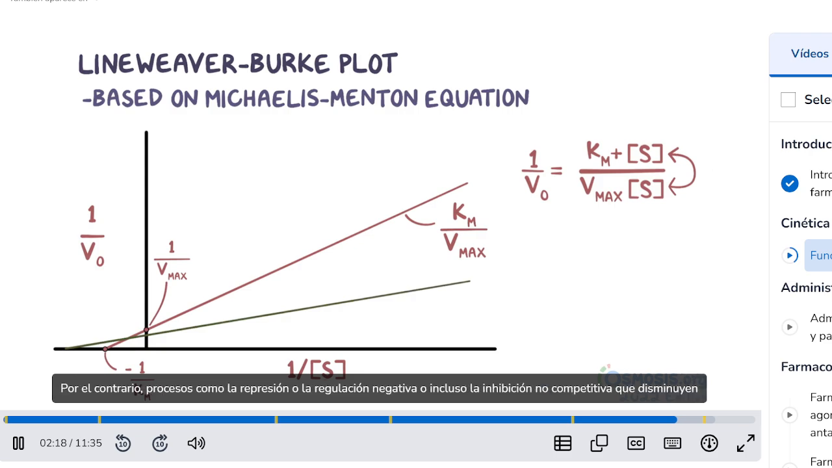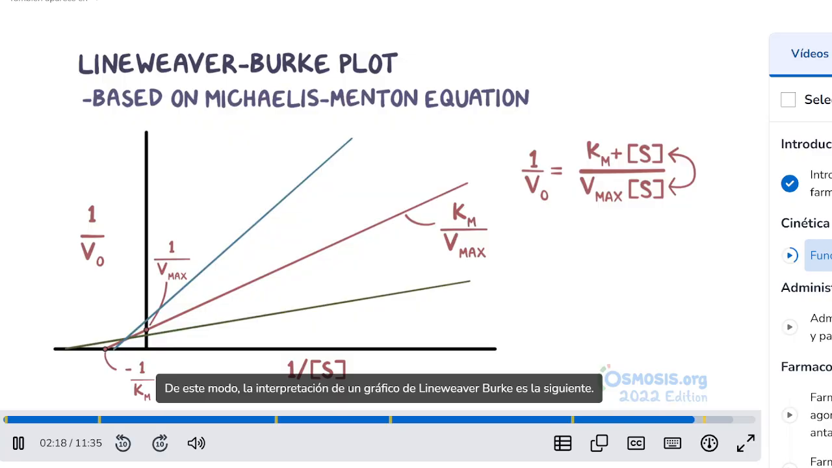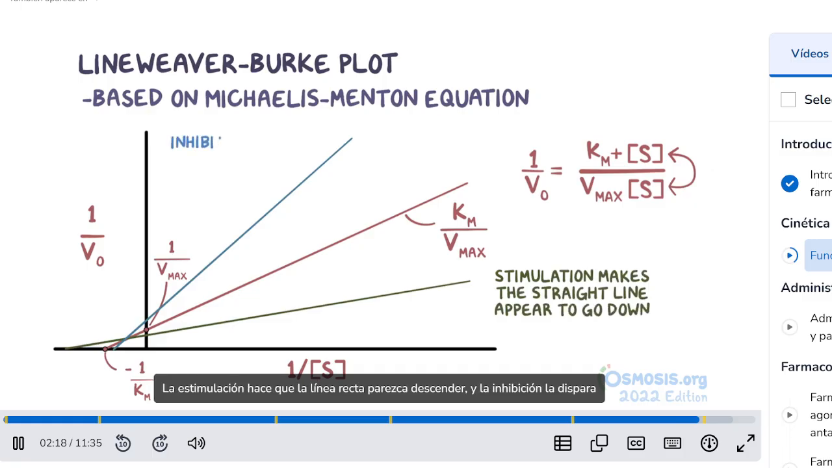Conversely, processes like repression or downregulation or even non-competitive inhibition, which decrease the Vmax, will increase 1 over Vmax, which makes the line slope higher on the graph than the control. So interpreting a Lineweaver-Burke plot goes like this. Stimulation makes the straight line appear to go down. Inhibition makes it appear to shoot higher.